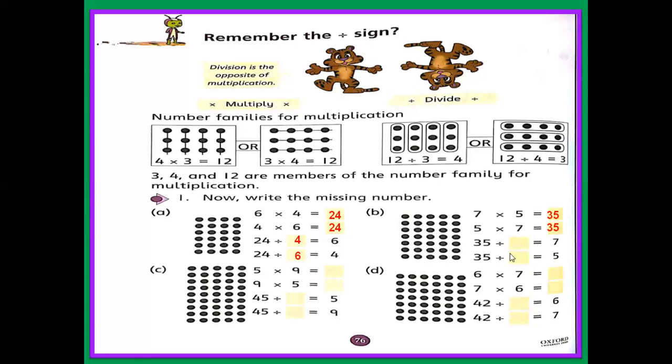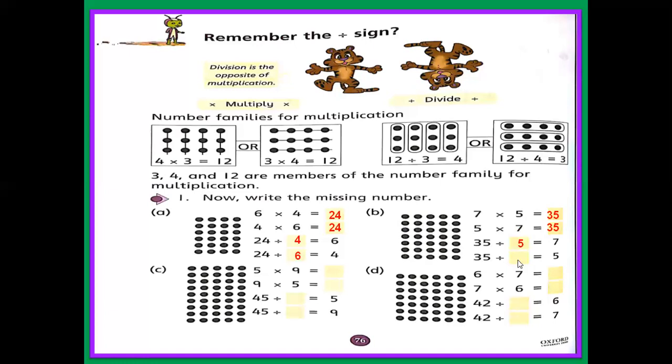So 35 divided, so how many? 1, 2, 3, 4, 5. So you can write here 5. Until then, read the table of 7. 7 ones are 7. 7 twos are 14. 7 threes are 21. 7 fours are 28. 7 fives are 35. You write here with the help of the table, or with the help of these columns and rows.